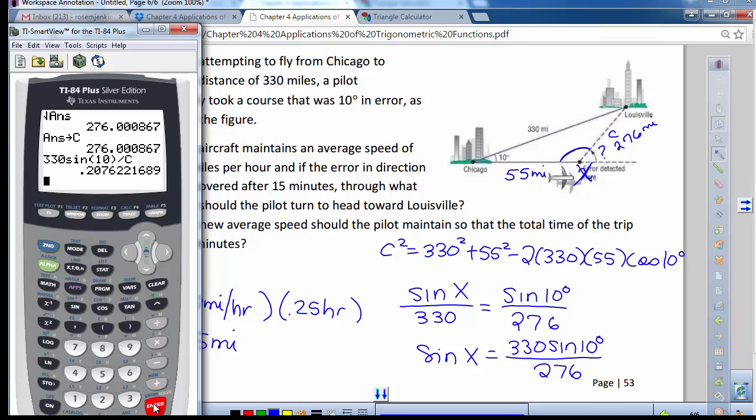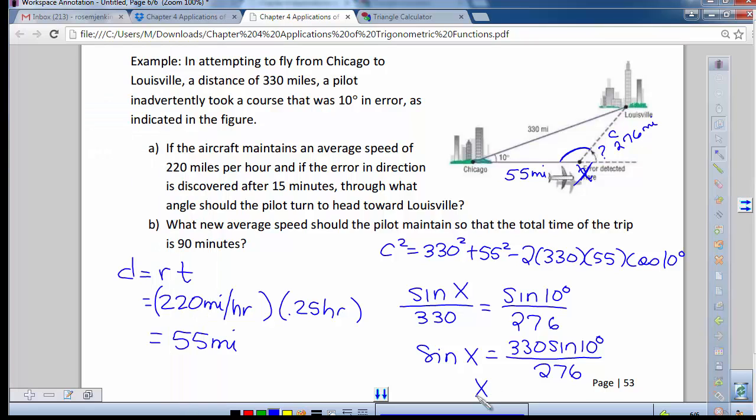Okay, I get 0.207. And of course, I want to really know what X is, so I'll go ahead and do sine inverse. And I get 11.98. Okay, so X equals 11.98 degrees approximately. But remember that there are two answers, okay?